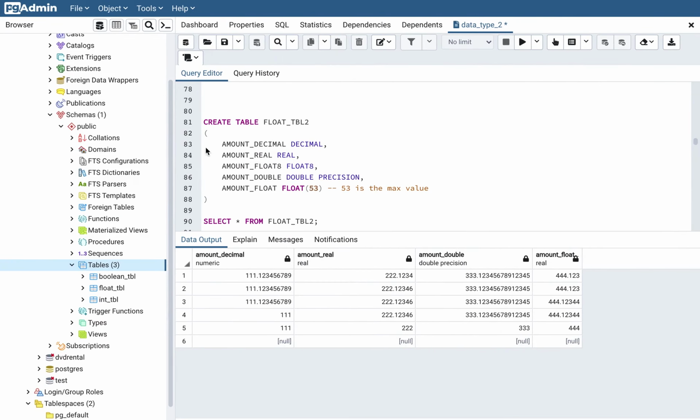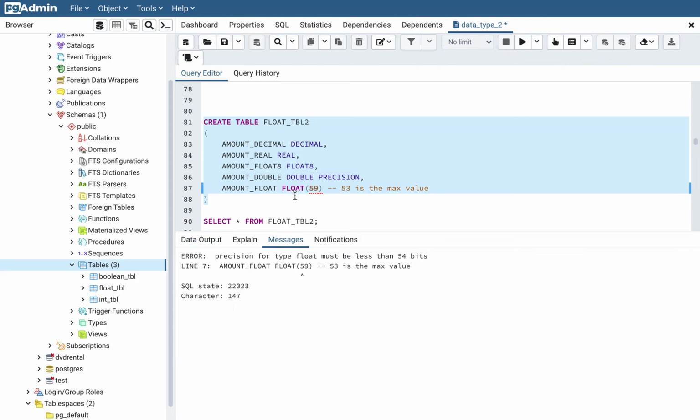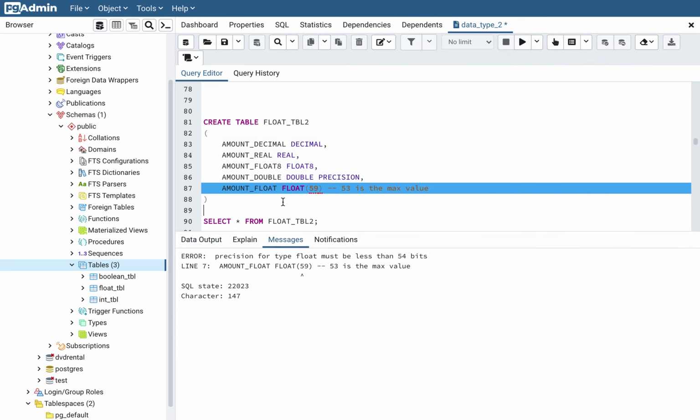Now in this example, I'm creating a new table called float table 2. I am again having the same columns as what we had earlier. The only thing is that I'm changing the size of float. Now instead of 53 bits, let me give 59 bits, assume, in this example. Let me execute this piece of query. 59, you see what is the error?